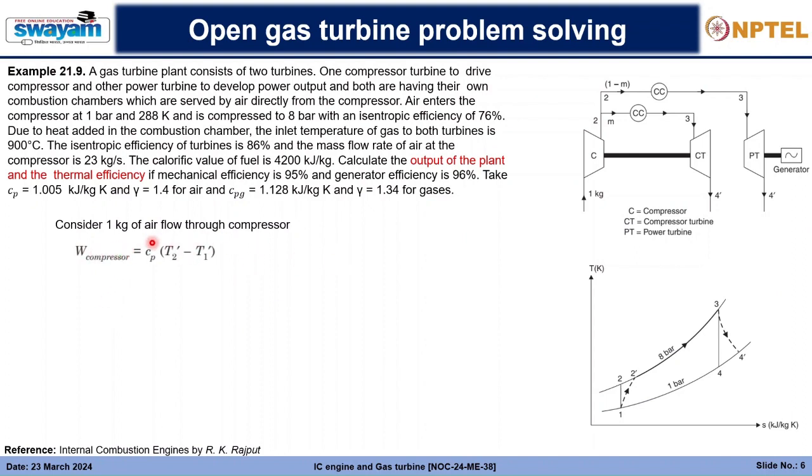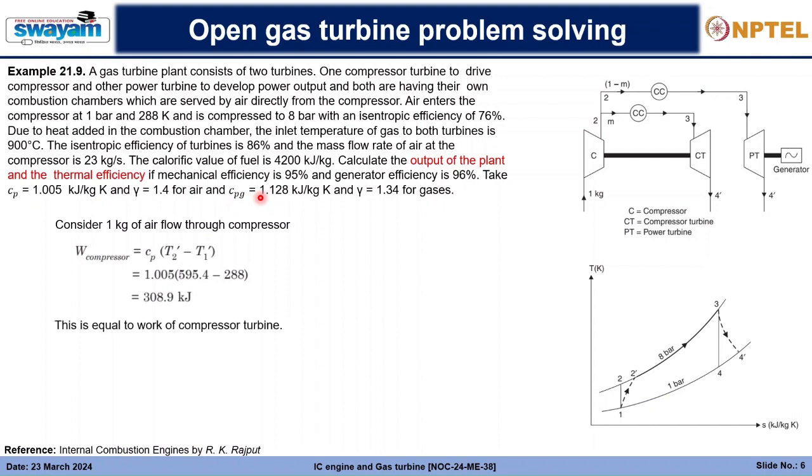For that, let us see, if 1 kg is flowing, then the work done by the compressor will be CPA times T2 dash minus T1, but that will not be T1 dash, it will be T1. Then the value would be around 308.9 kilojoule per kg.